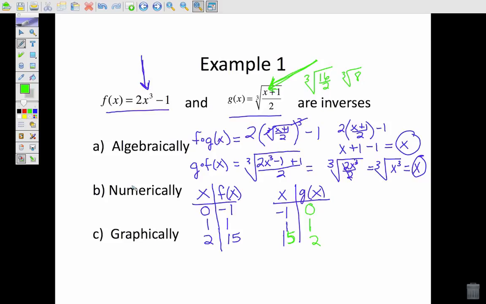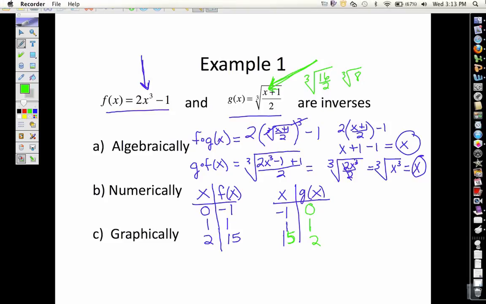All right, graphically, what you're going to want to do is put them into your graphing calculator. And let's go ahead and do that. Go to your y equals. Why don't you go ahead and pause the video and put them into y equals 1 and 2, and we'll come back and I'll show you what the graphs look like.